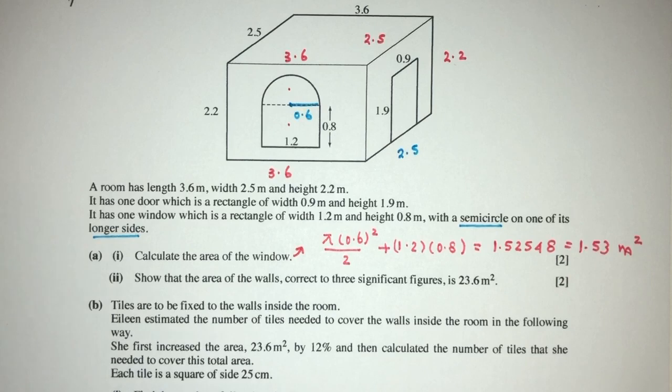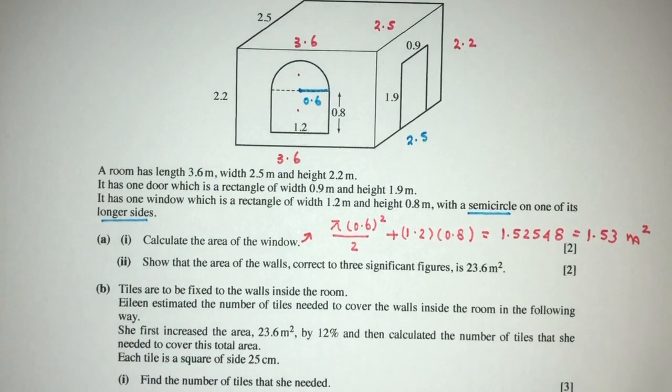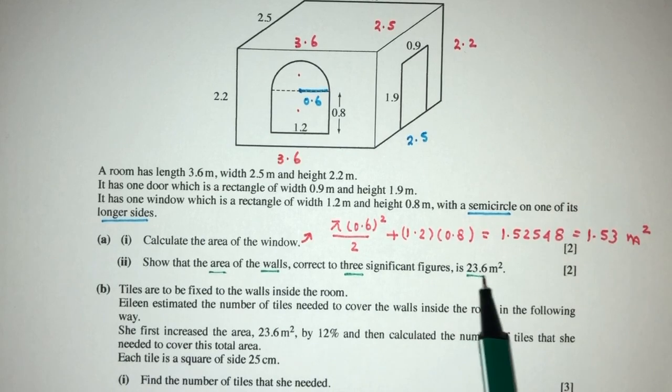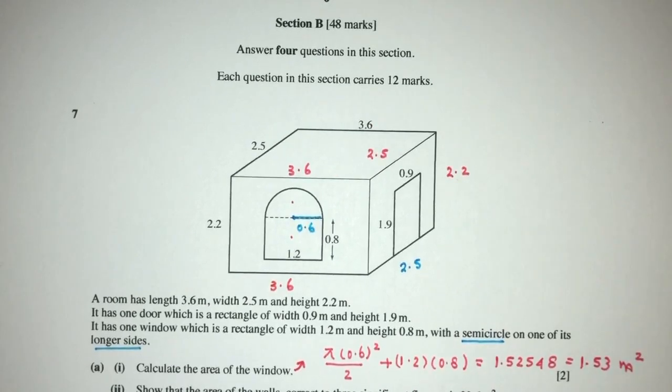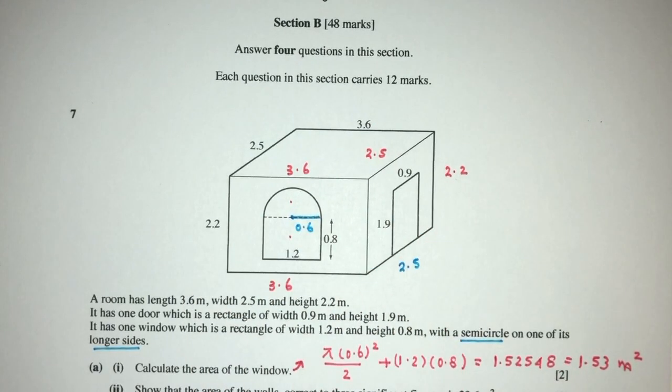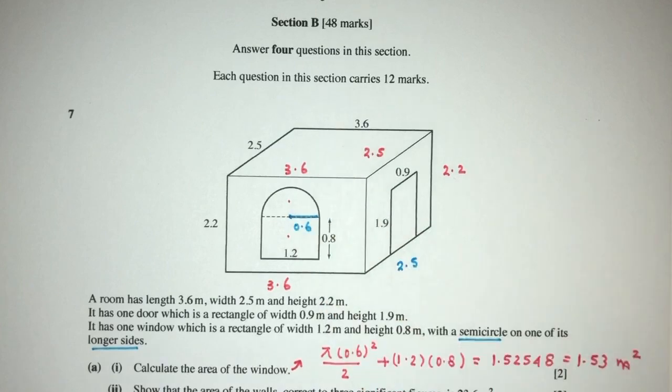Now moving on to part 2, sorry. We have to show the area of the walls correct to 3SF is this. Now the walls, we have to understand what are those. The walls are the sides of the room. It is not the ceiling, not the floor. The walls are these sides. Now we have 4 walls, as you can see.